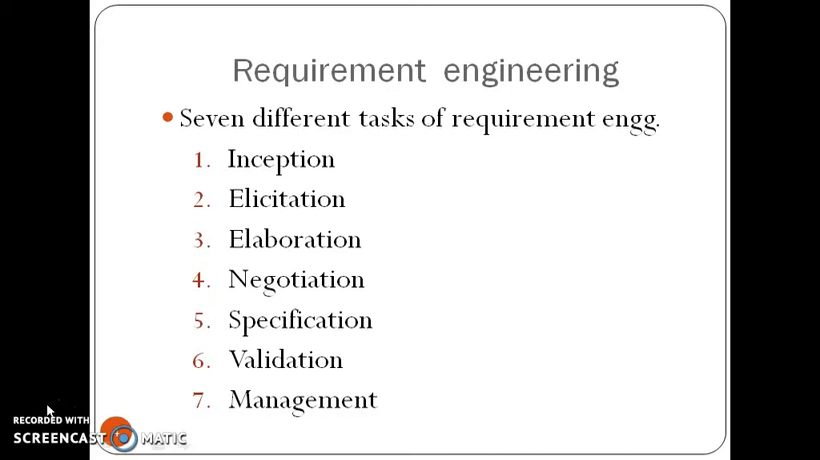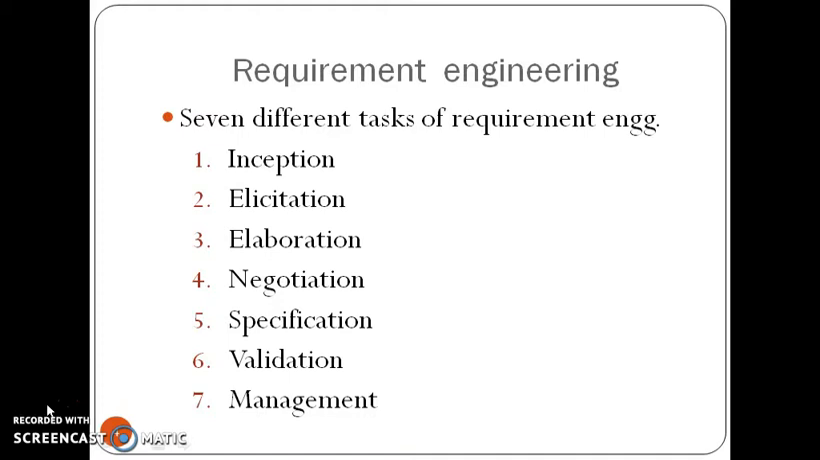The third phase is the elaboration phase. In this phase, information obtained from the previous phases is elaborated. Different diagrams are used for elaboration. The fourth phase is the negotiation phase. In negotiation phase, conflicting requirements are discussed once again. The customer's priorities are discussed, cost and risk factors are discussed.